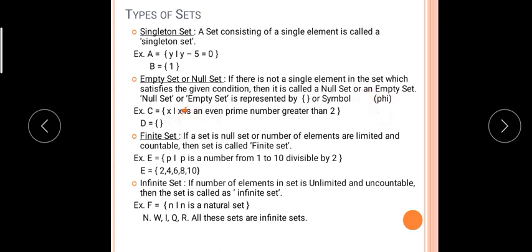Now what is the example? See, C is a set of all x such that x is an even prime number greater than 2. All of you know this: is there any even prime number greater than 2? No.